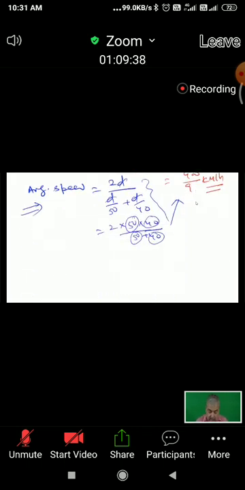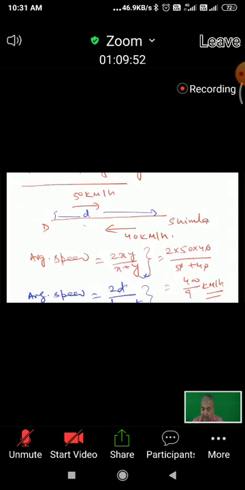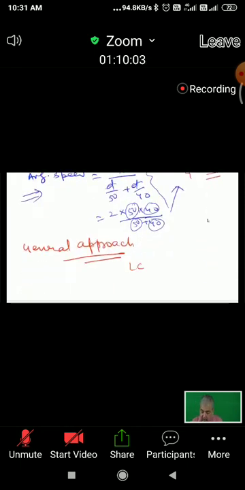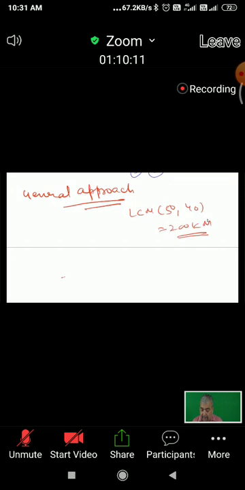So there is a general approach. The general approach is you take some distance between Delhi and Simla, and the best is to take the LCM of 50 and 40, that is 200 kilometers. You take the distance between Delhi and Simla as 200 kilometers.